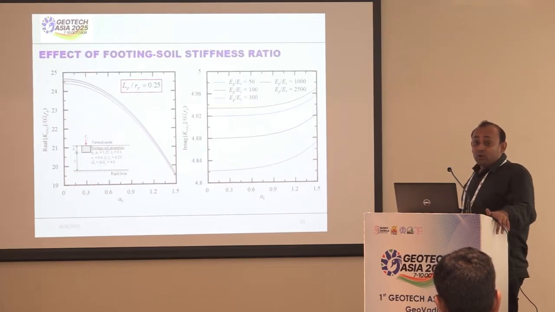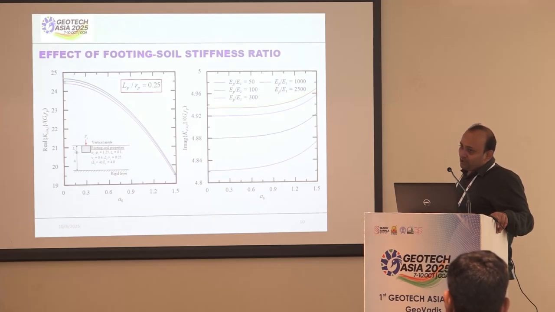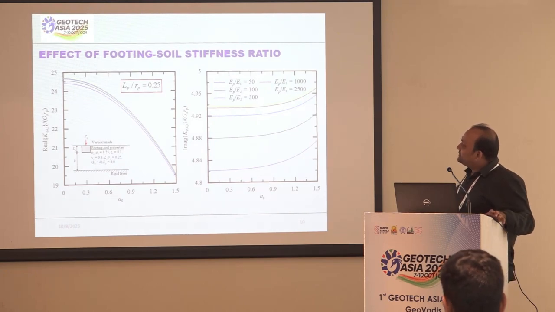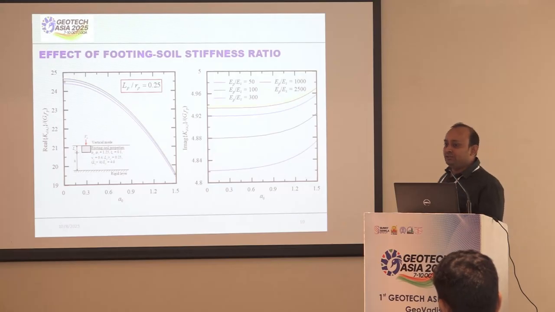The thing that we wanted to investigate in this particular paper was basically the effect of footing soil stiffness ratio. We have LP by RP 0.25, which is the footing slenderness ratio of 0.25, and EP by ES, which is the footing soil stiffness ratio. We have obtained the results of the real part and the imaginary part of the stiffness and plotted them against the dimensionless frequency, for various values of EP by ES, the footing soil stiffness contrast.